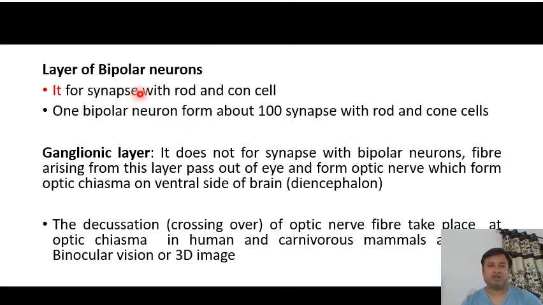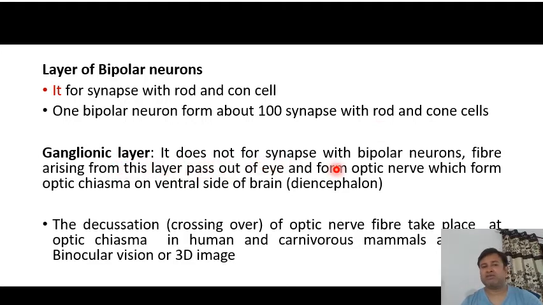Next is the layer of bipolar neurons. Bipolar neurons synapse with the rod and cone cells as we have shown in the figure. One bipolar neuron forms about 100 synapses with the rod and cone cells. And the next layer is the ganglionic layer.